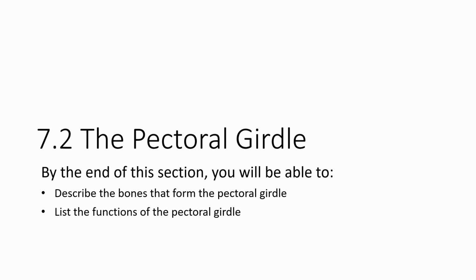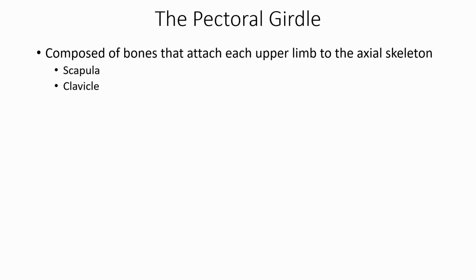So let's get into the first component, which is the pectoral girdle. The pectoral girdle, aka the shoulder, right? We're going to get into the bones for this, and we're also going to talk about the functions. So the pectoral girdle is composed of the bones that are going to attach the upper limb, or what we would casually know as the arm, to the axial skeleton or to the trunk. And there's two bones that really make this up, the scapula and the clavicle.